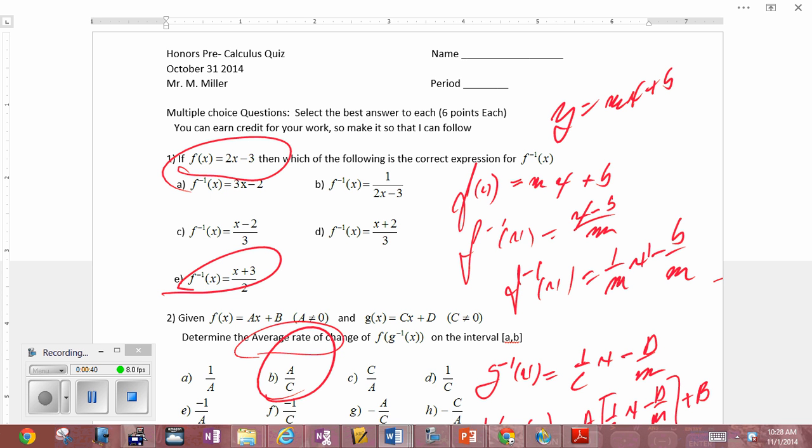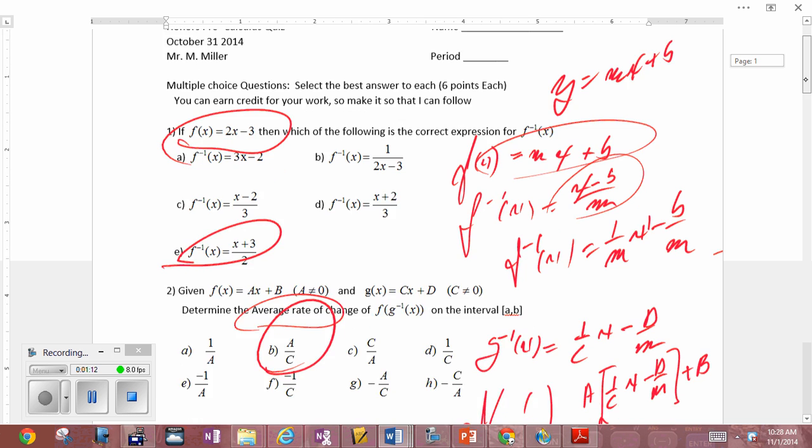So here we go. Okay, find the inverse of the linear function. Any linear function in the form mx plus b, its inverse is x minus b over m, or 1 over m x minus b over m, which says that the slope is the reciprocal for inverses. So we're looking for the one that fits this mold here, which is going to be E. The inverse is x plus 3 over 2.